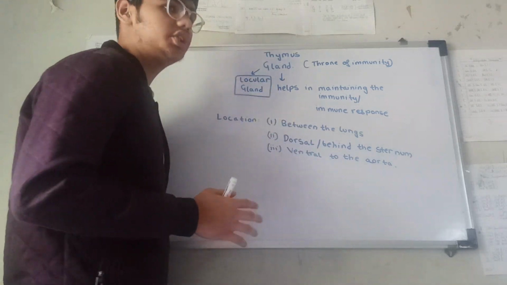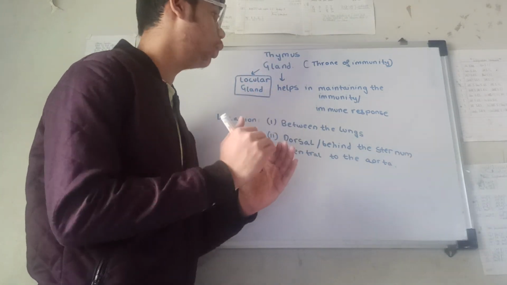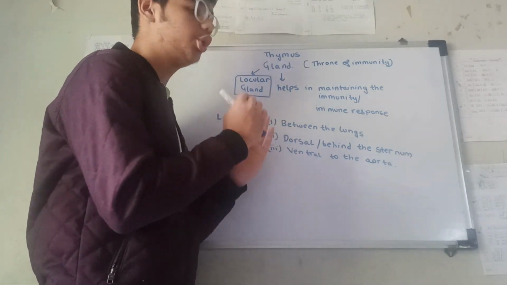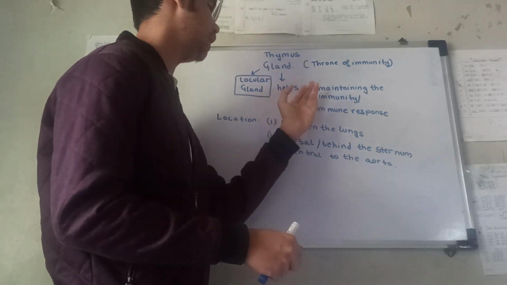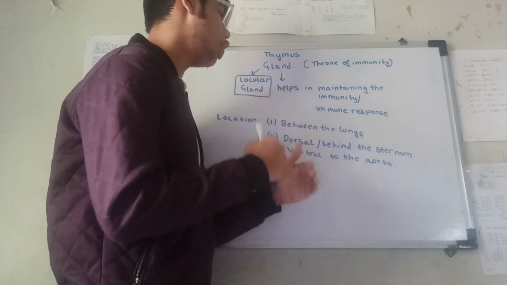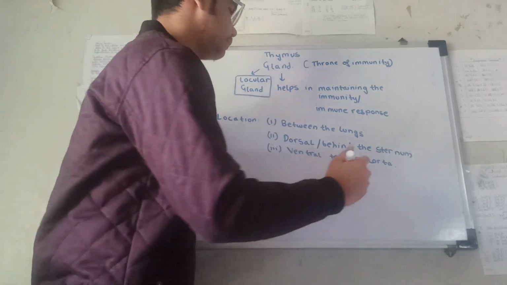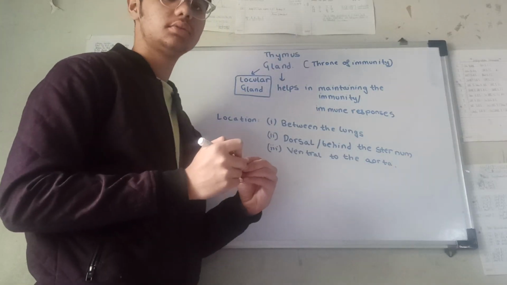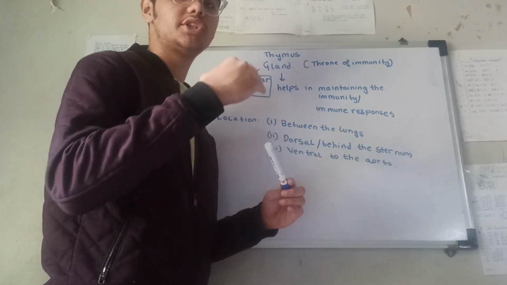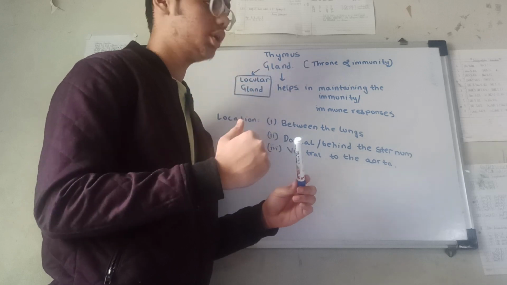Let us recall what we studied till now. The thymus gland is a lobular gland. It is called the throne of immunity because, as the name suggests, it helps in maintaining the immunity or the immune responses. What are the locations? Between the lungs, dorsal to the sternum, and ventral to the aorta.